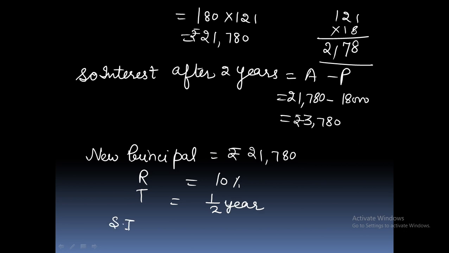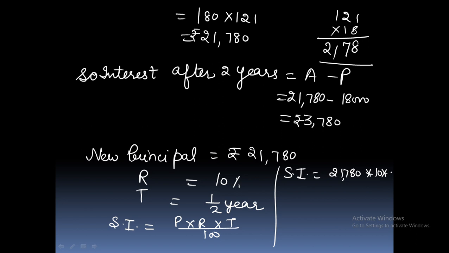We will take the simple interest formula, P into R into T over 100. For solving this, simple interest is equal to 21,780 multiplied by 10 multiplied by 1 by 2 and multiplied by 1 over 100. Zeros cut with zeros, 2 ones are 2, 2 ones are 2, 2 zeros 0, 2 eights are 16, 2 nines are 18. 1,089 is the simple interest of the half year after 2 years.